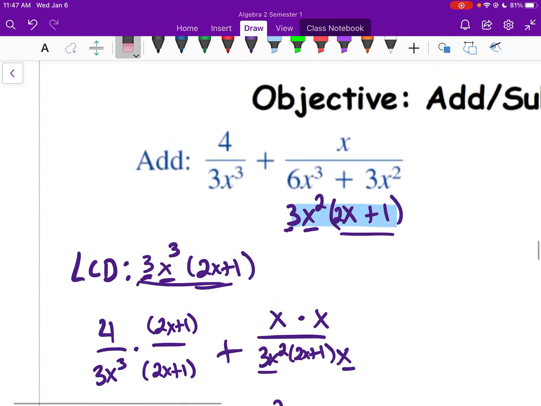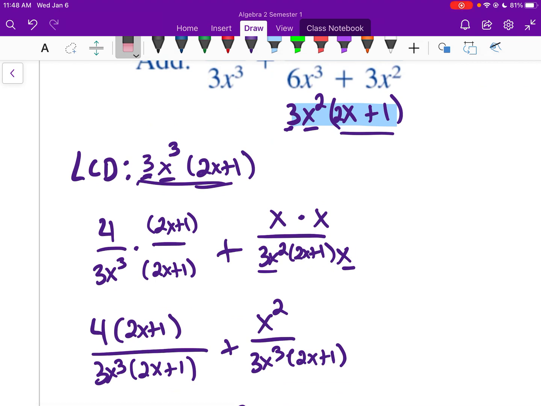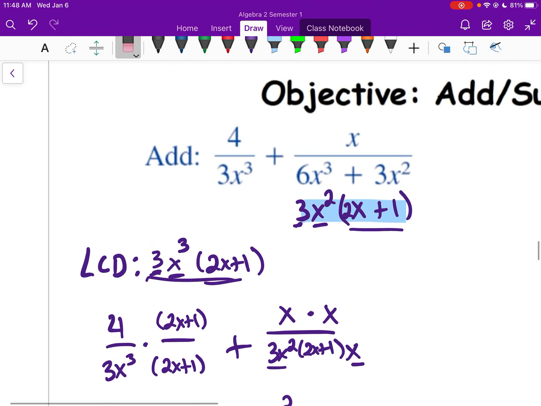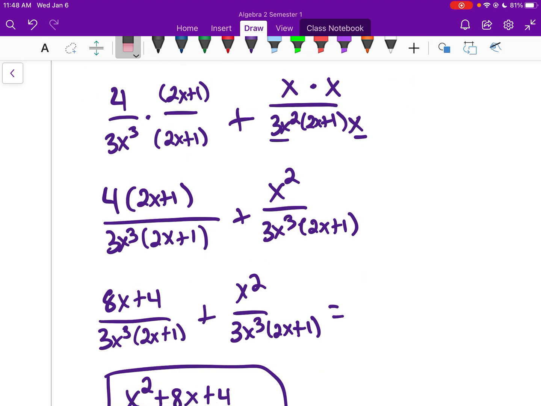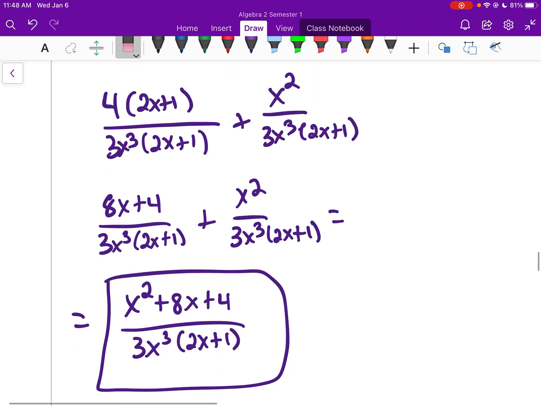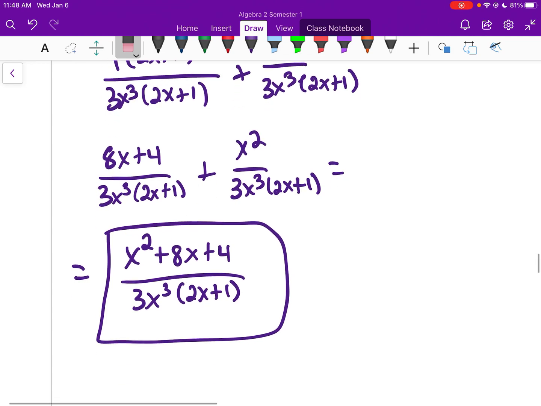Then from there, okay, we go to each term, that 4 over 3x cubed. That denominator was missing the 2x plus 1, so we multiply both top and bottom by that 2x plus 1. And the second term, that denominator was missing one of the x's from the LCD, so we multiplied top and bottom by x. And it got us to that 4 times 2x plus 1 over that LCD plus x squared over our LCD. Okay, distributed the 4 so that we can add our numerators, and then we simplify.